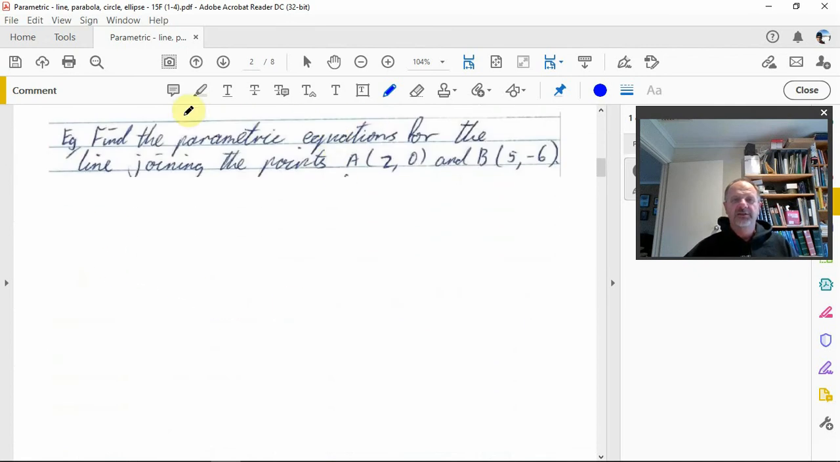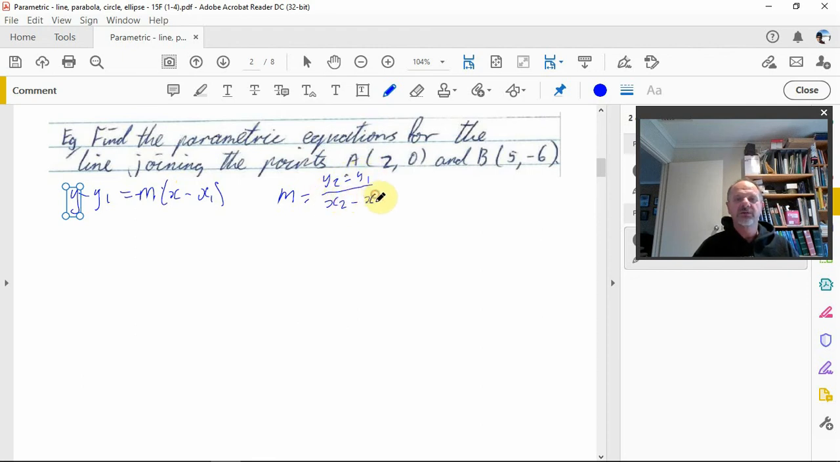What about if we've got something else? It says find the parametric equations for the line joining the points. One way of doing it is to first of all find out what the Cartesian equation of that line would be. To find the Cartesian equation, we use the point gradient form, y minus y1 equals m times x minus x1, and of course the gradient is y2 minus y1 on x2 minus x1. So if we keep going here, 6 minus 0 over 5 minus 2, negative 6 on 3, which is negative 2.